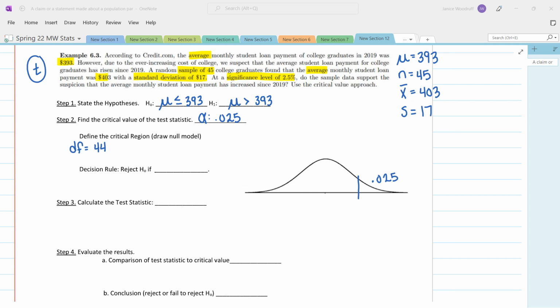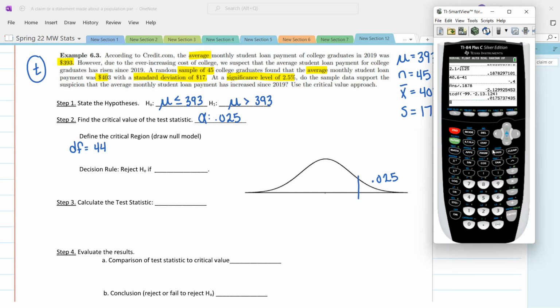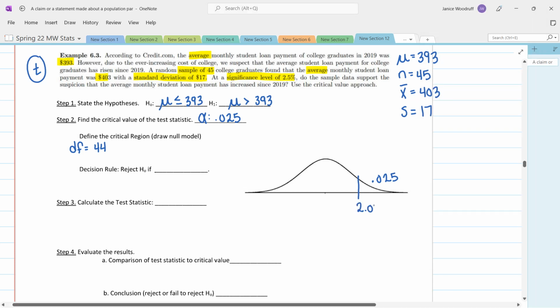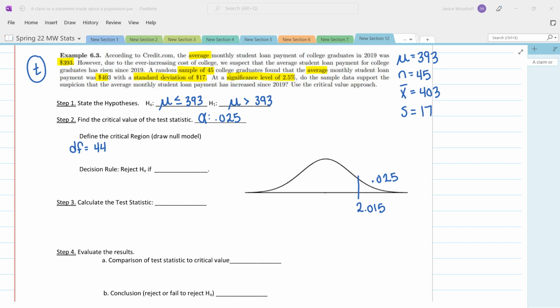So let's see. Second distribution, inverse t. Area 0.025. Degrees of freedom 44. Okay, and we want the positive value because it's right-tailed. So 2.015 is what we're going to use there. And that was basically right in between those other two values.